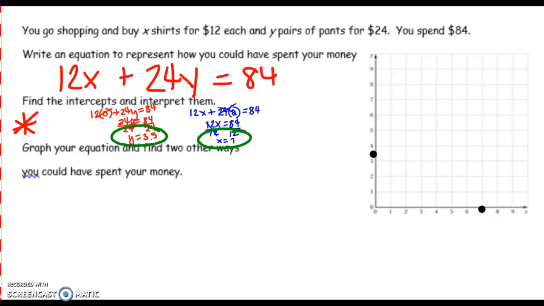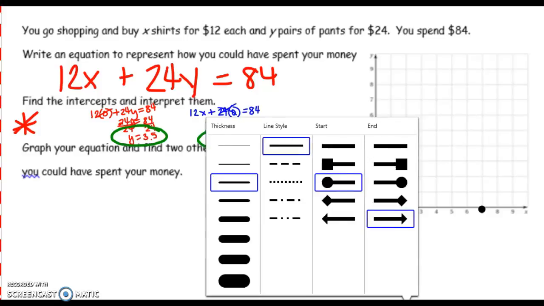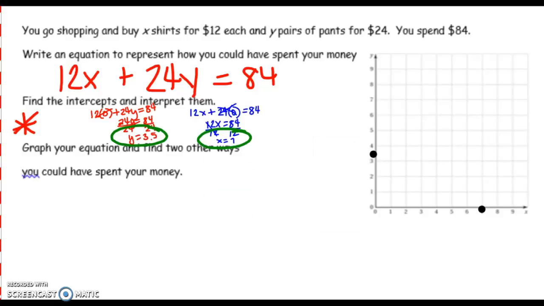From there, I now have 2 points. And I can graph my line, which will go right through these 2 points. And so that is my line. Now, the next question says graph your equation, which we've done, and find 2 other ways. Well, we need to first of all make sure that we label our graph.